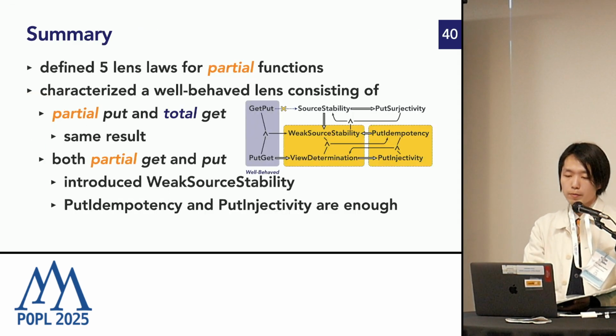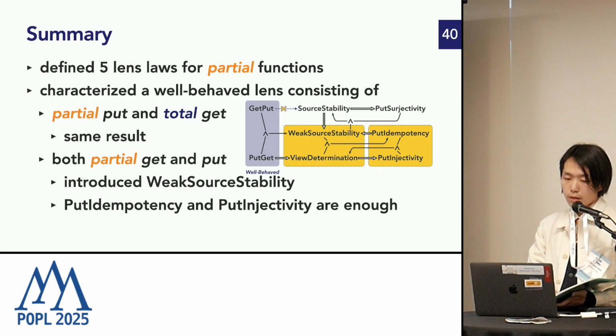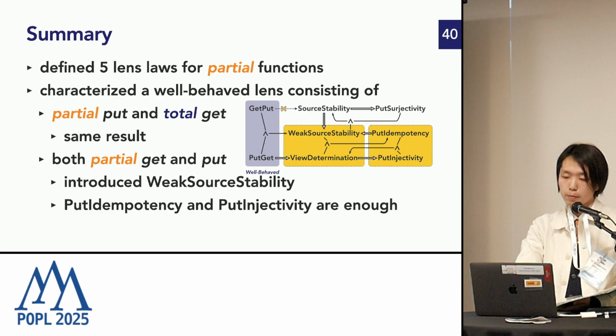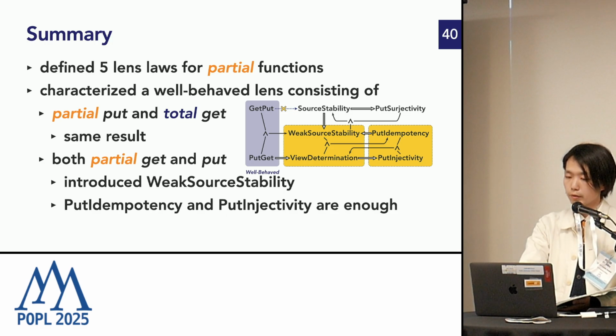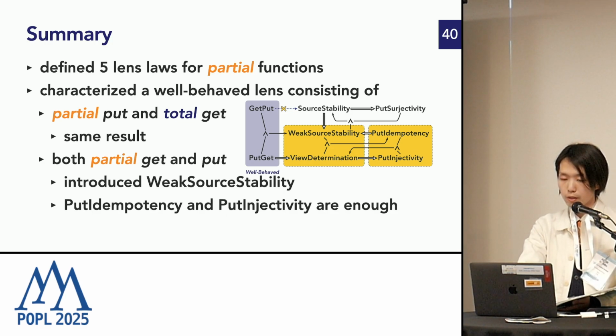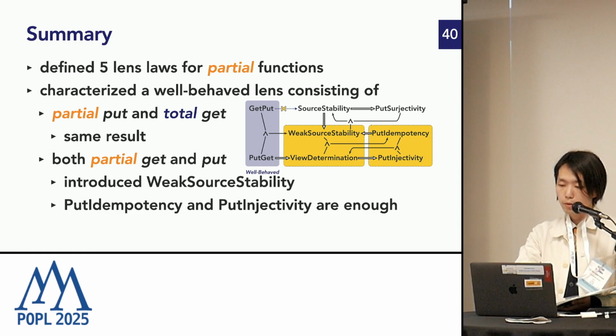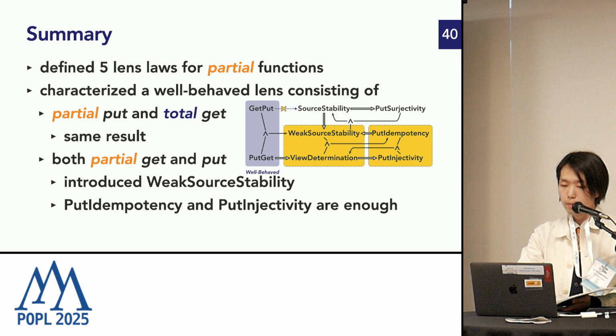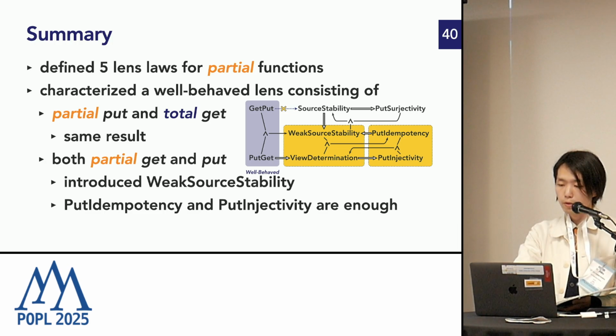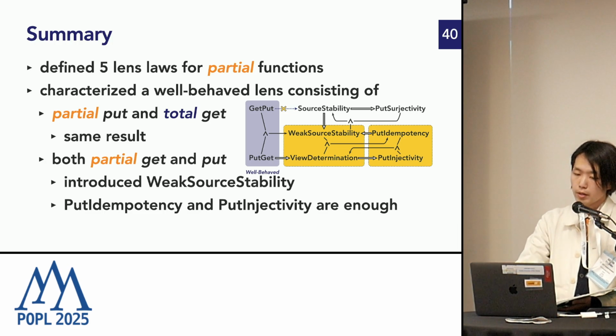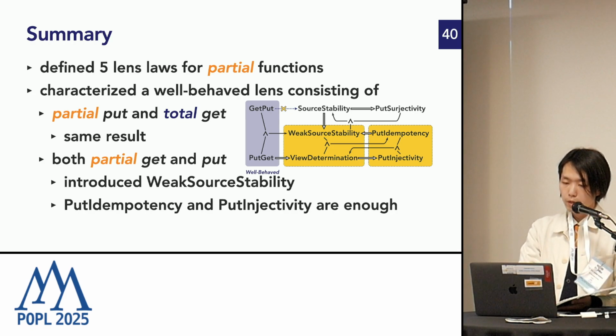Finally, I'd like to summarize the main findings of our study. First, we defined 5 laws for partial functions, and then we characterized the well-behaved lens with partial functions in 2 cases. One is the case where only the put function is partial. In this case, we show that the similar conditions given by Fischer et al. hold. The other is the case where both get and put are partial. In this case, we show that the similar conditions do not hold. Therefore, we propose a new lens law named weak source stability and prove new conditions with it.